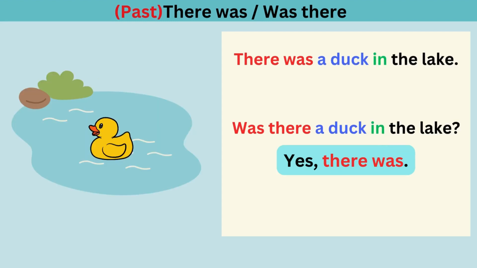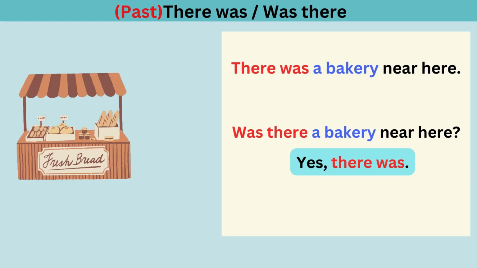There was a duck in the lake. Was there a duck in the lake? Yes, there was. There was a bakery near here. Was there a bakery near here? Yes, there was.